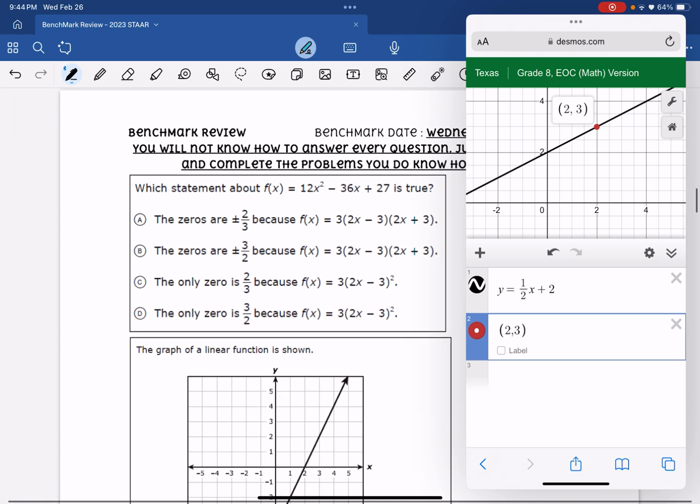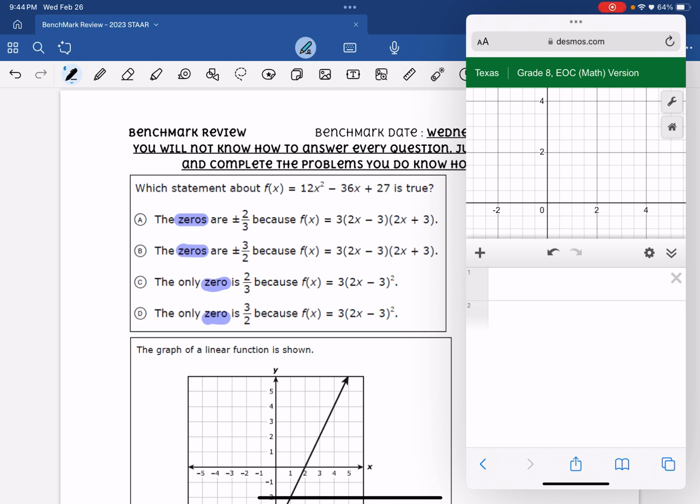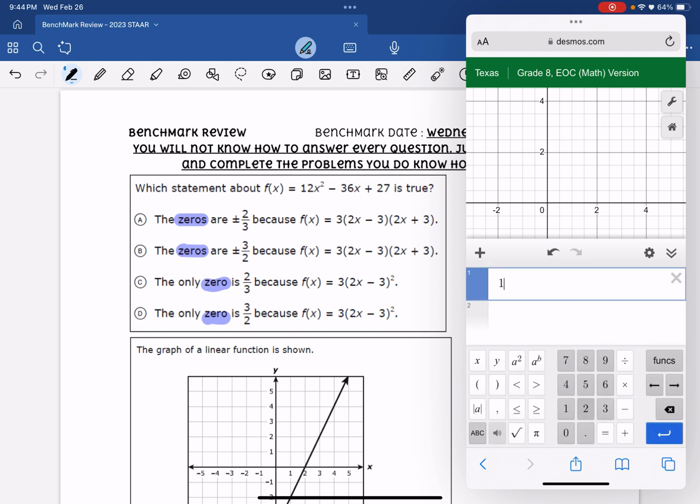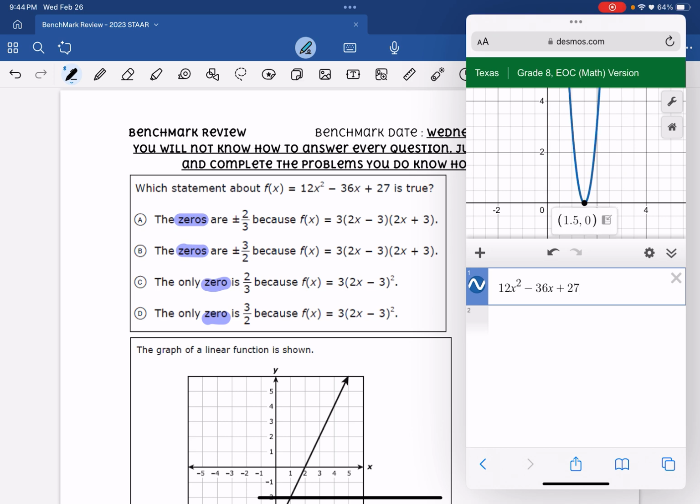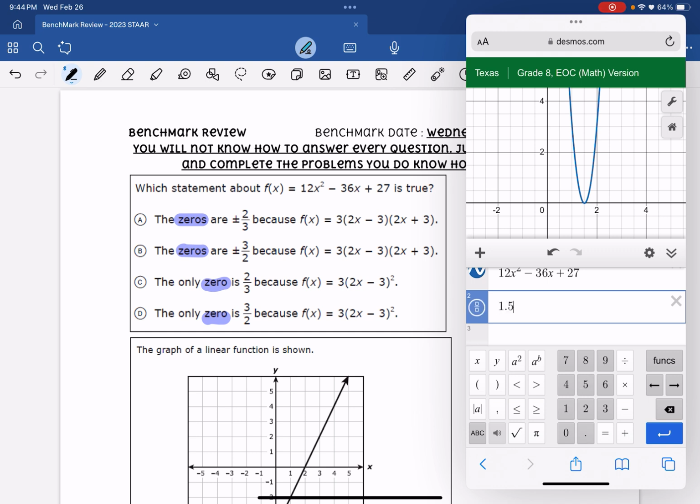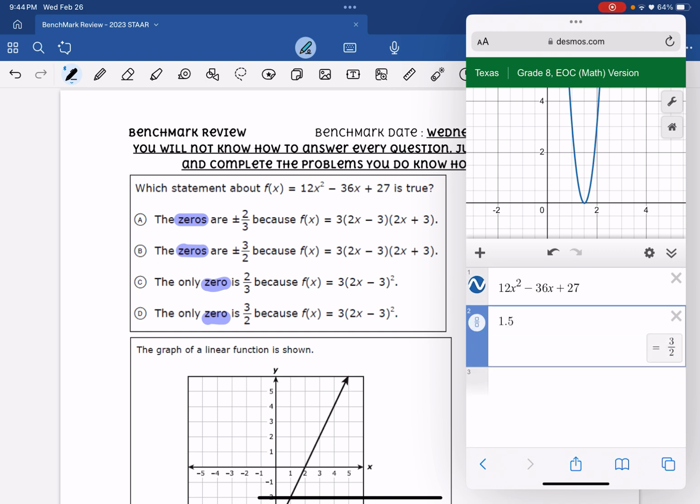All right, so this one, again, it is asking for the zeros, okay? The zeros, guys, are the x-intercepts, okay? Zeros is a big definition word that you need to know. It's the x-intercepts, but it's also the solutions of a quadratic. So I can, again, use my calculator trick or use Desmos and see where it crosses the x-axis. So it only crosses the x-axis at 1.5. So again, I don't have a fraction or a decimal, so I change it to a fraction.